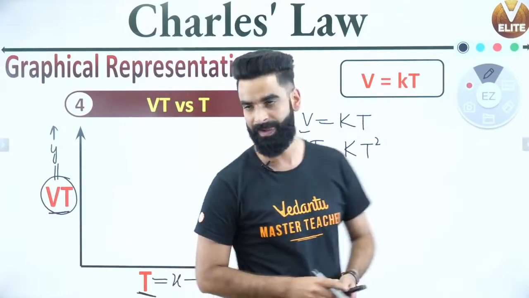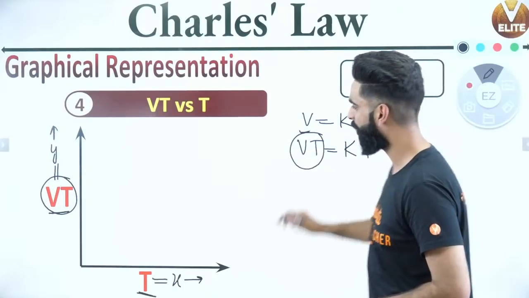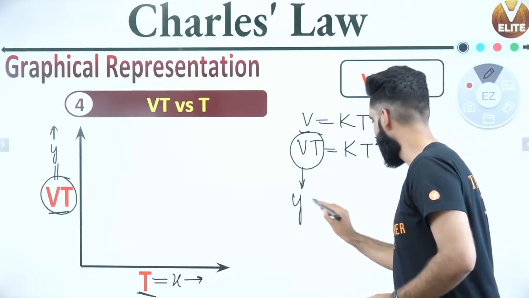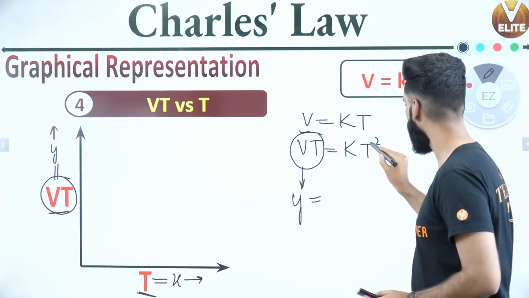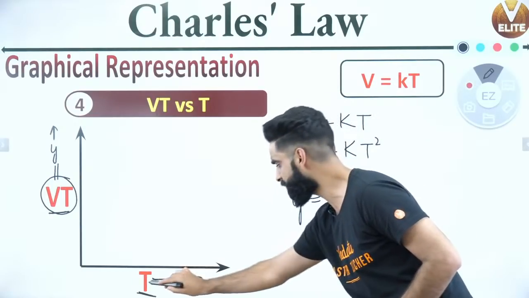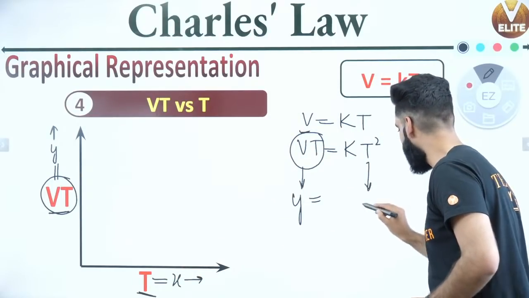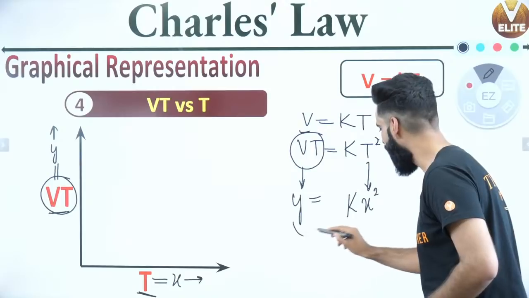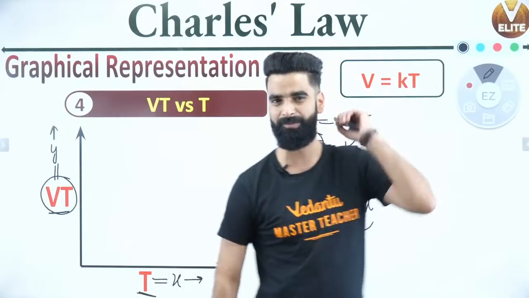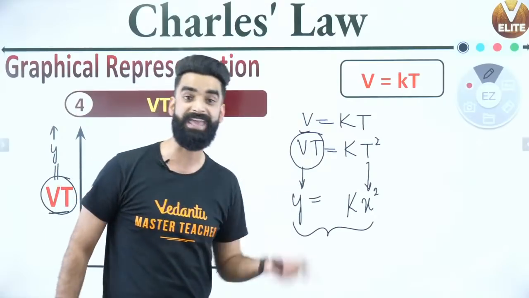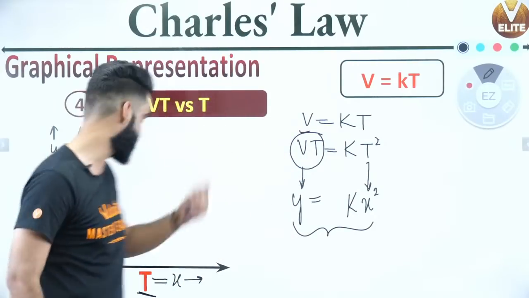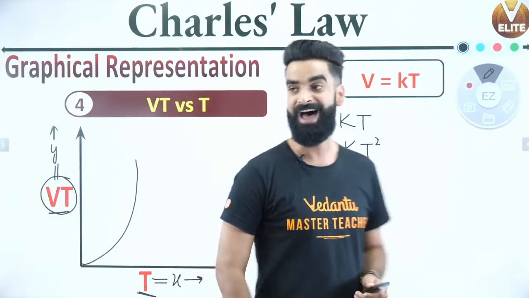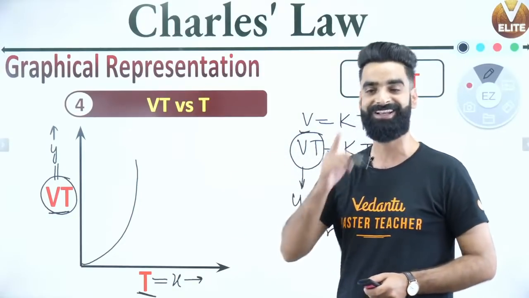Now have a look. Instead of this VT, can I write Y? Instead of T, I have to write X, and over here we have got the square, and K I'm keeping as such. Y is equal to KX square. People, do you remember in the last session I told you Y is equal to KX square? What is the nature of the curve for that? It is parabolic opening upwards, correct? I'm sure this curve is again clear to everyone.